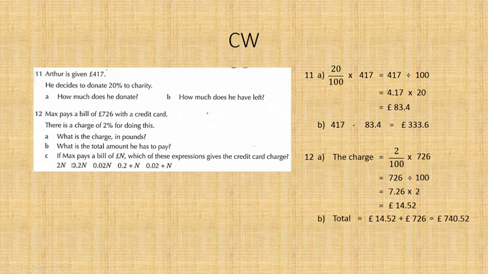Number C needs a little bit of thinking. If Max pays a bill of N pounds, which of these expressions gives the credit card charge? The credit card charge is 2%. It's 2 over 100, which means 0.02. And the bill is N, so to know the charge only, I need to multiply 0.02 times N. So where is 0.02N? Here. So this is the answer. The correct expression is 0.02N.